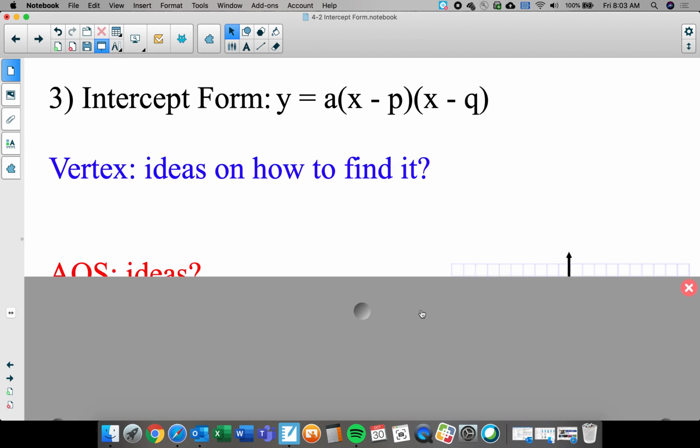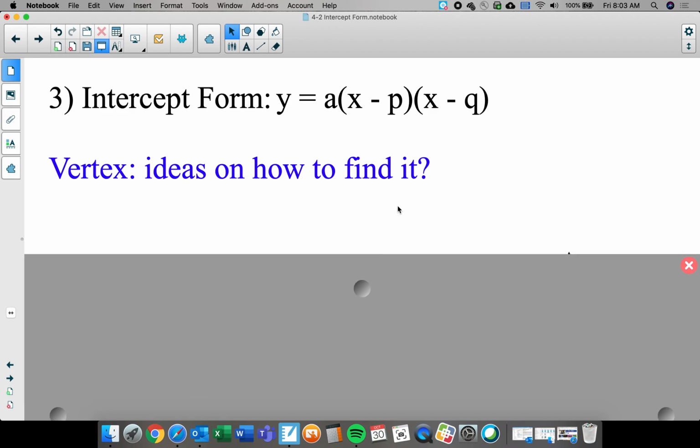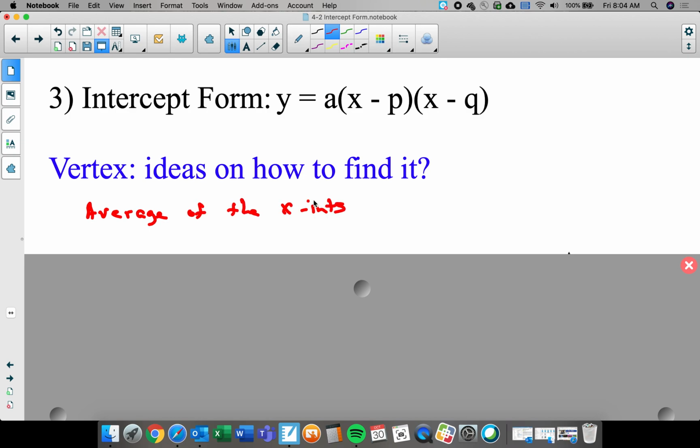And we talked about vertex. How do you find it? It is the average of your x-intercepts, or it's halfway between. I'm going to put, it is the average of the x-intercepts, which means it's halfway between.